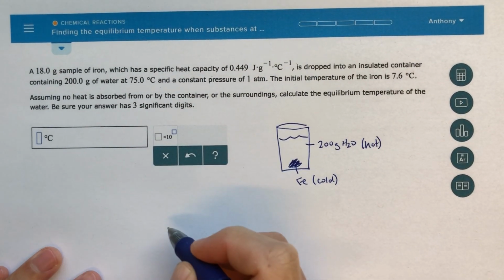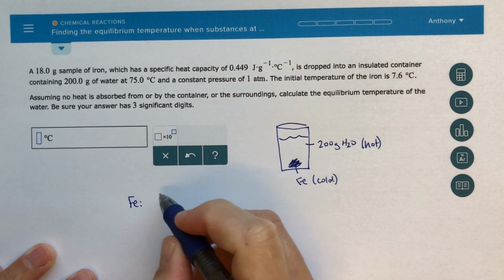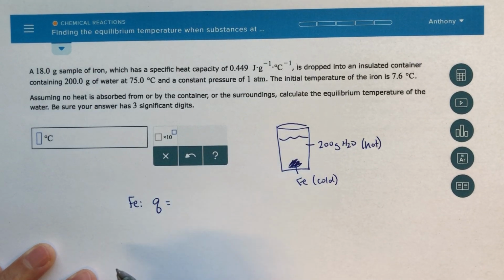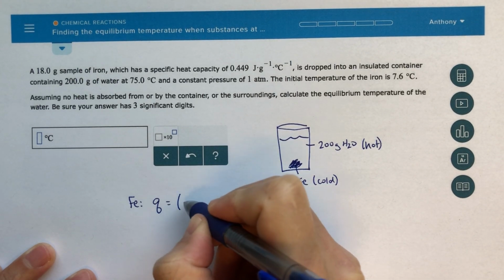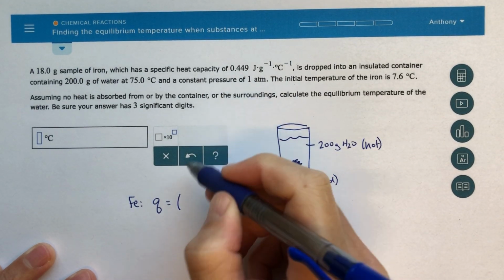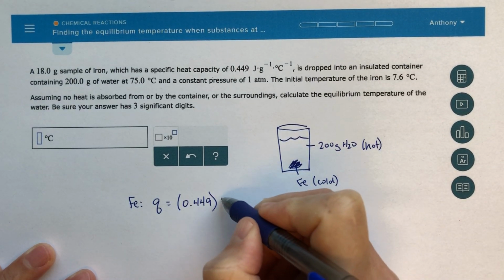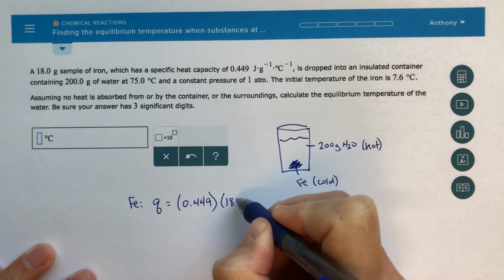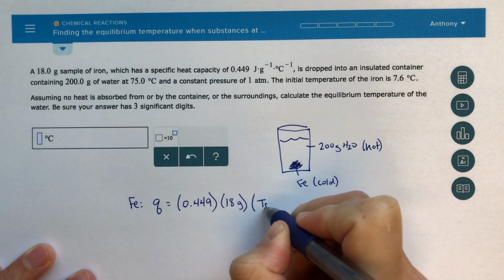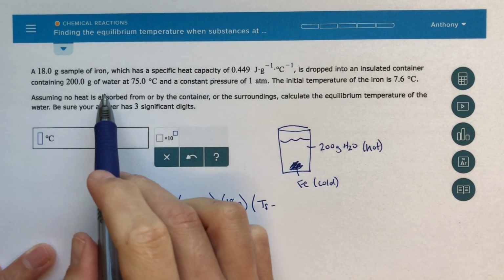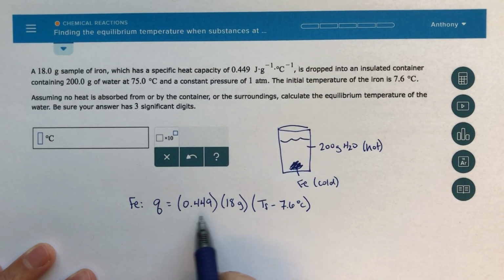So the first thing I'm going to do is think about this from the point of view of the iron first. From the point of view of the iron, the energy transfer is going to be Q equals S m delta T, where S is the specific heat of iron, given as 0.449. Then I'm going to multiply that by the mass of iron, 18 grams. And then for the change in temperature, I'm going to say T final minus T initial, and T initial is 7.6. So we don't know what T final is.